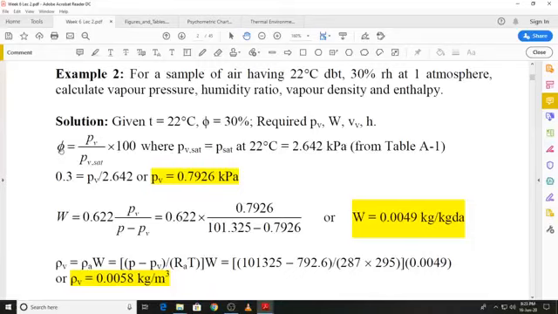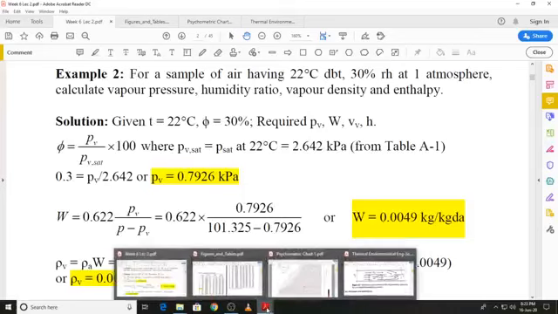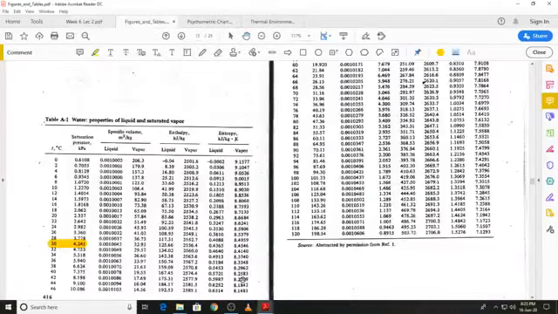So phi is given as 30%, and what we can do is first find PV sat from the given dry bulb temperature. So P sat at 22° C will give us PV sat, and again that is obtained from table A1. Go back to table A1, and at 22° C we find that the saturation pressure, that is Psat, is 2.642 kilopascals.